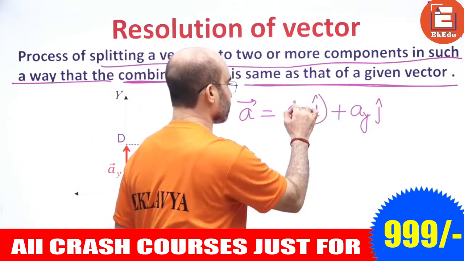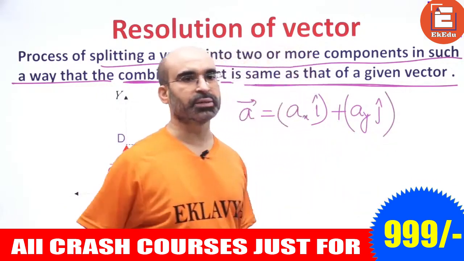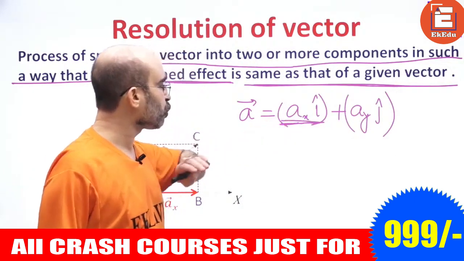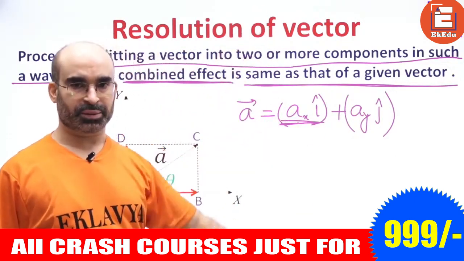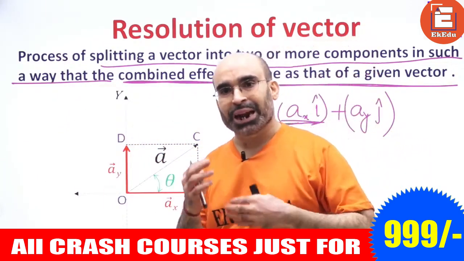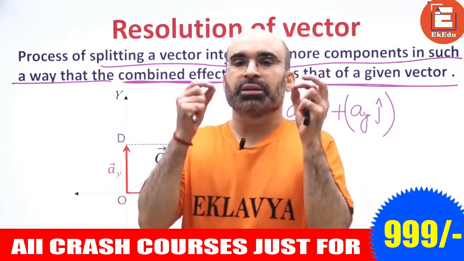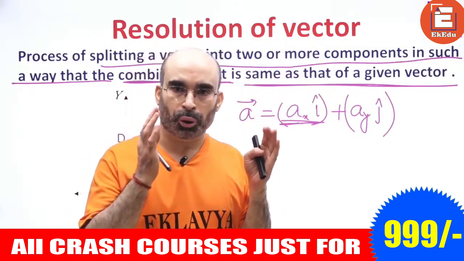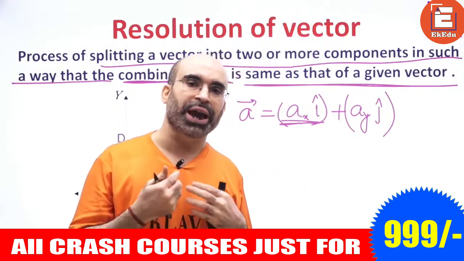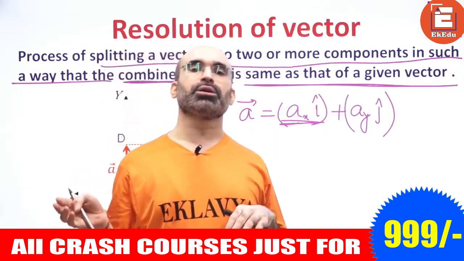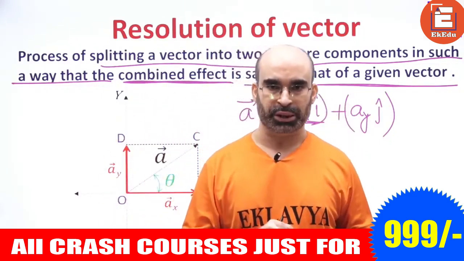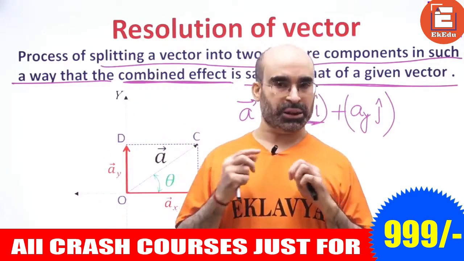This is along the x-axis, this is along the y-axis, and this is the component. If you simply talk about the magnitude of this, it is Ax. Now, how do we find out this Ax? The magnitude of the x component of vector A, the magnitude of the y component of vector A, the magnitude of the z component of vector A. How do we find it out?